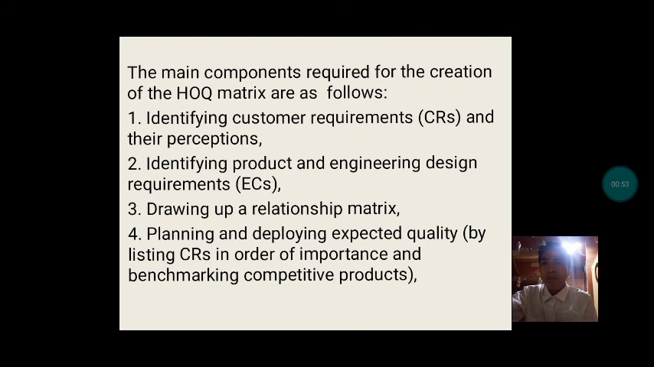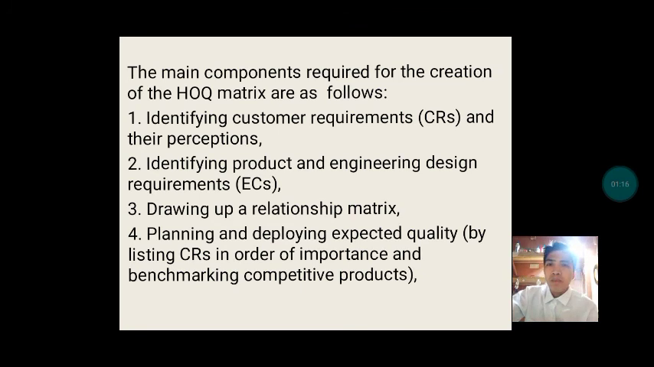So number 3 component is drawing up a relationship matrix. It is about our product, like a sketch. We can sketch it in the house of quality.